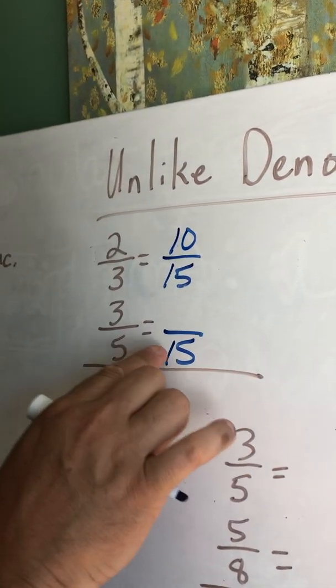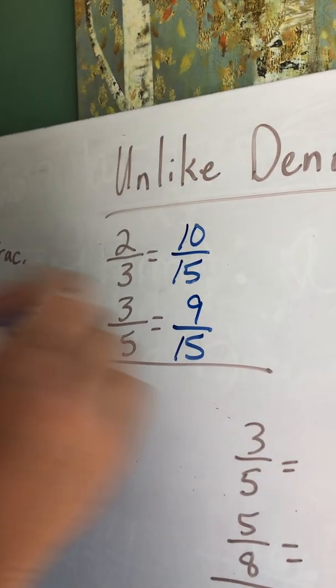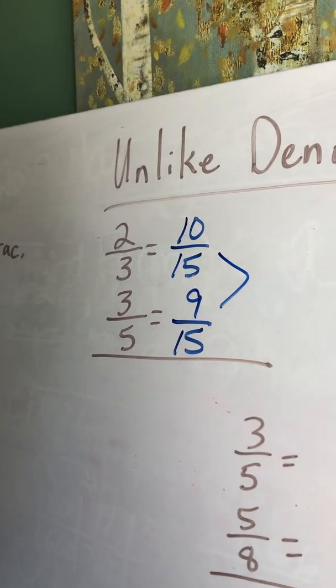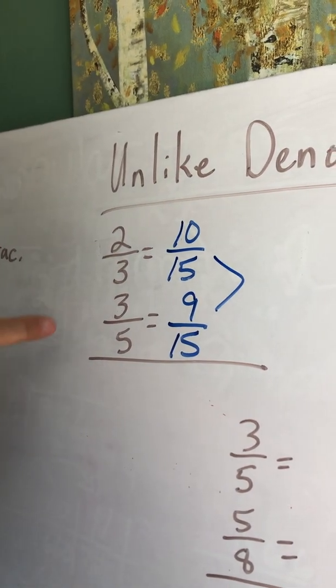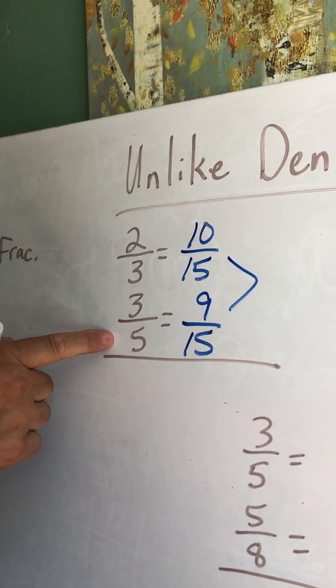5 times 3 became 15. 3 times 3 is 9. And there, once again, you can see that 2/3 is 1/15 greater than 3/5.